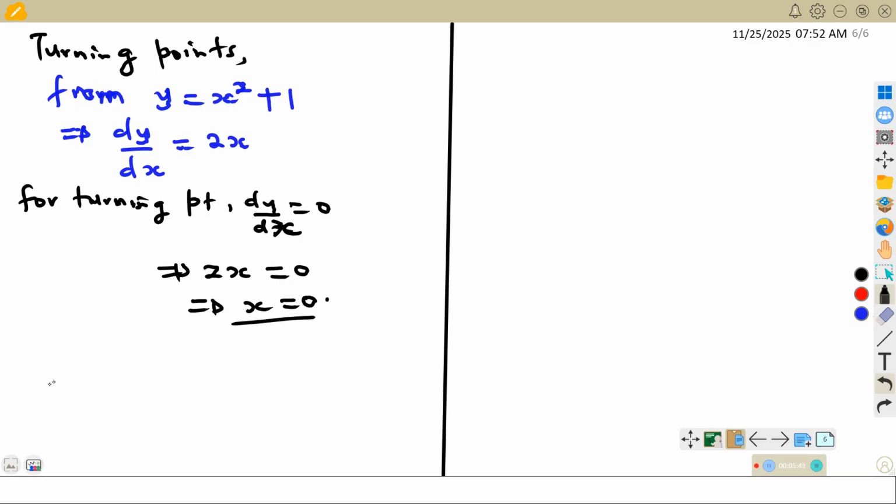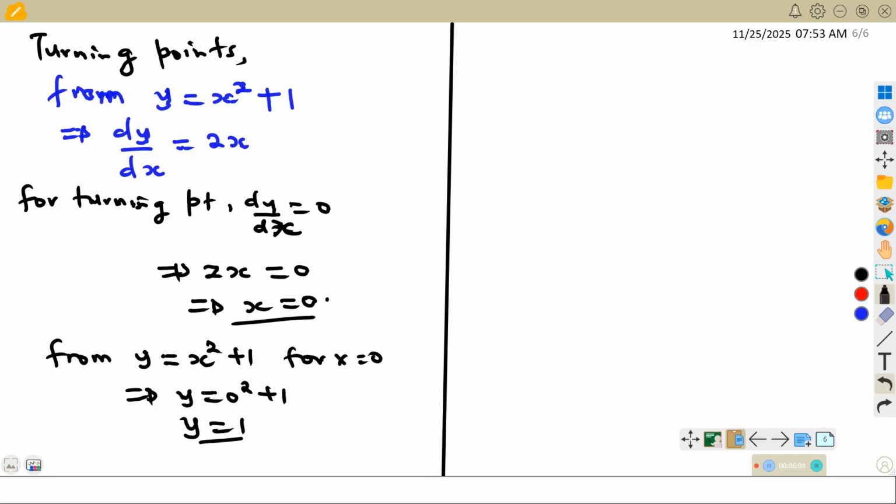So what will be the corresponding value of y? From y equal to x squared plus 1, for x equaling to 0, we shall have y equaling to 0 squared plus 1, giving us y as 1. So therefore, (0, 1) is a turning point. We have got (0, 1) as a turning point, but we need to first of all look at the nature of that turning point.